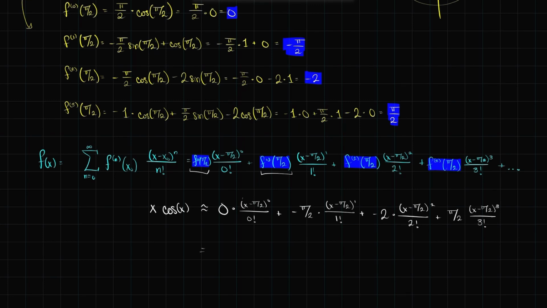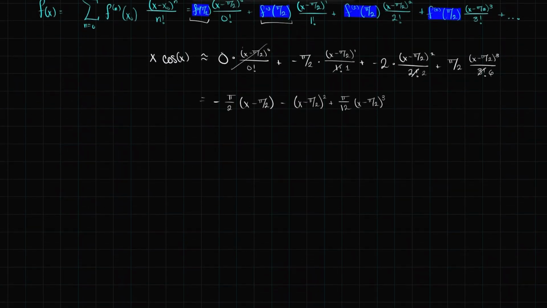And if I simplify all of this, the 0 can go away. My 1 factorial is just 1, 2 factorial is 2, 3 factorial is 6. I end up with negative pi over 2 times x minus pi over 2, minus, now there's a 2 divided by 2, so those cancel, x minus pi over 2 squared, plus I have pi over 2 divided by 6, I have pi over 12, x minus pi over 2 cubed. So this now is my polynomial, my first 4 terms of the Taylor series. And you'll notice it's been modified quite a bit, but that's because I've modified my center.